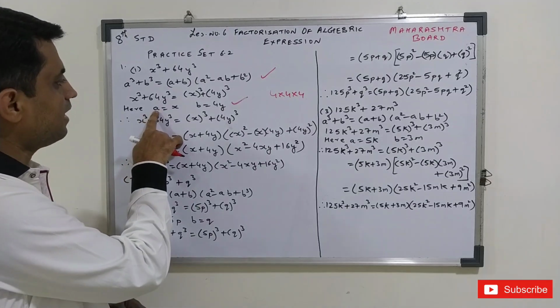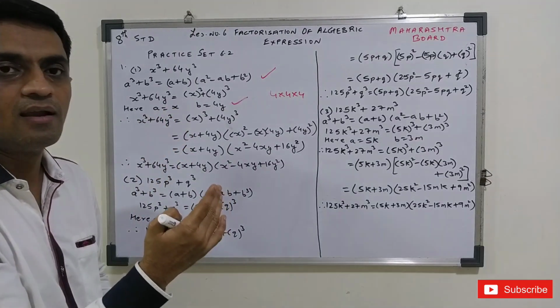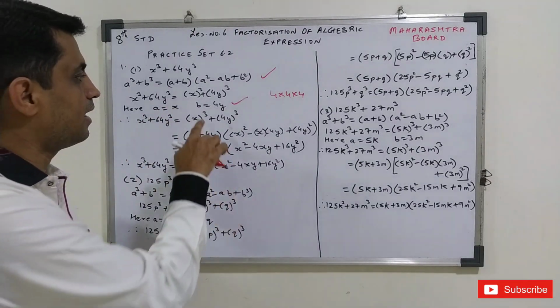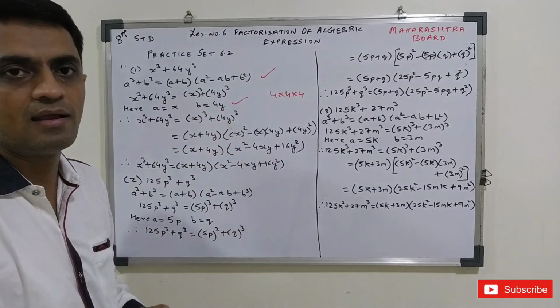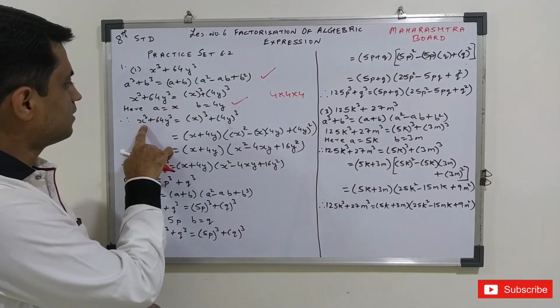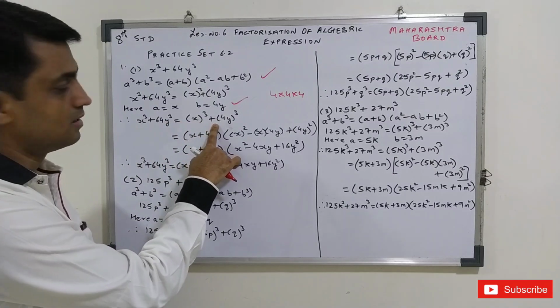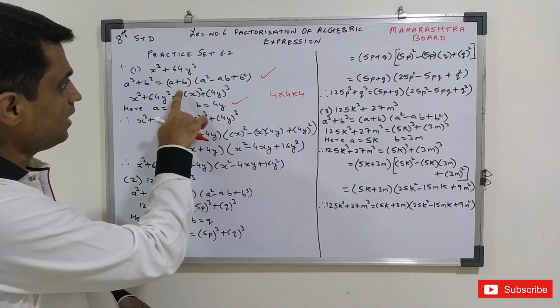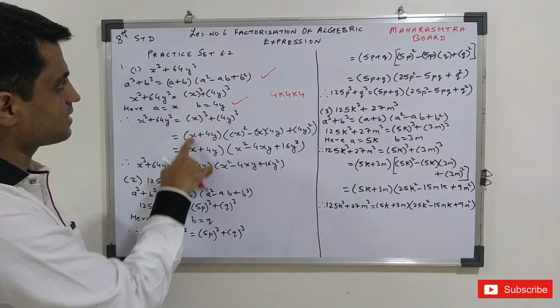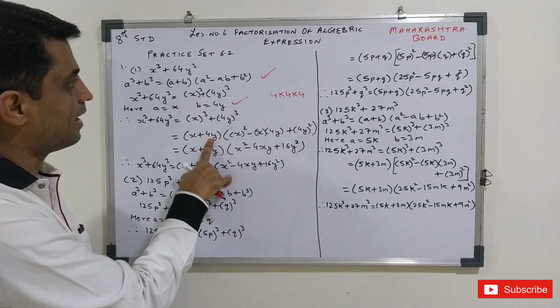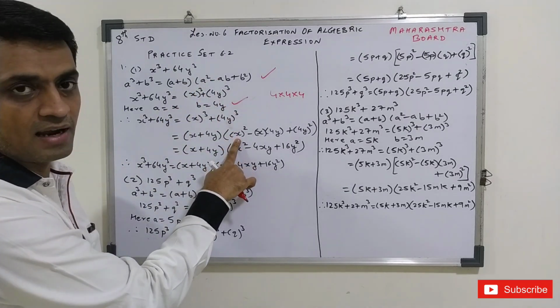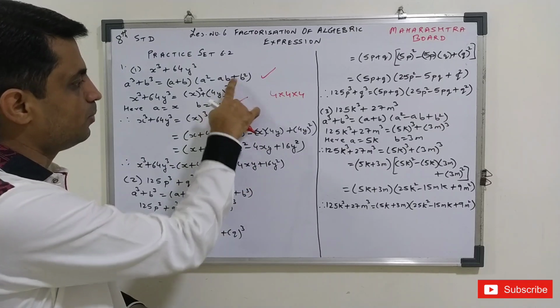And if you write here a is x, so you will understand that in place of a we have to put x, and in place of b we have to put 4y, that way. So now we are writing this same as it is. Now instead of a, we are writing x. Instead of b, we are writing 4y. Instead of a square, we are writing x square.